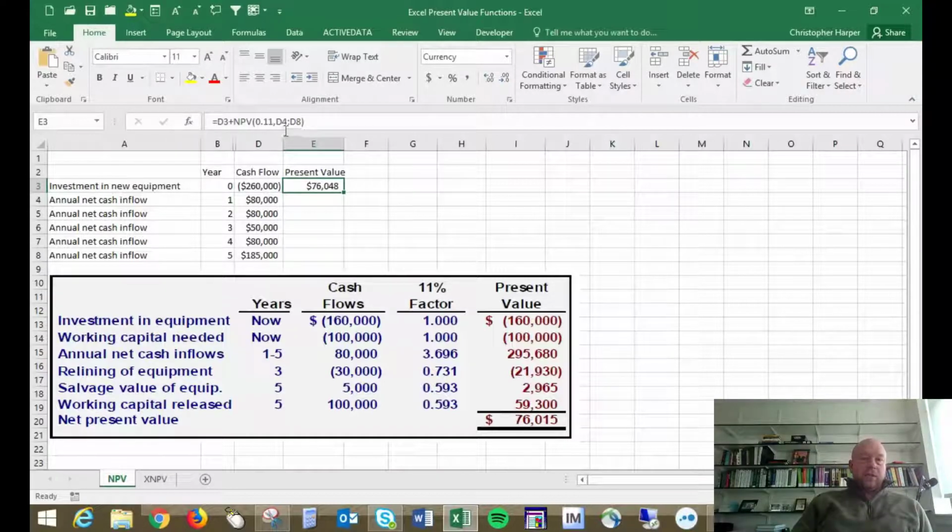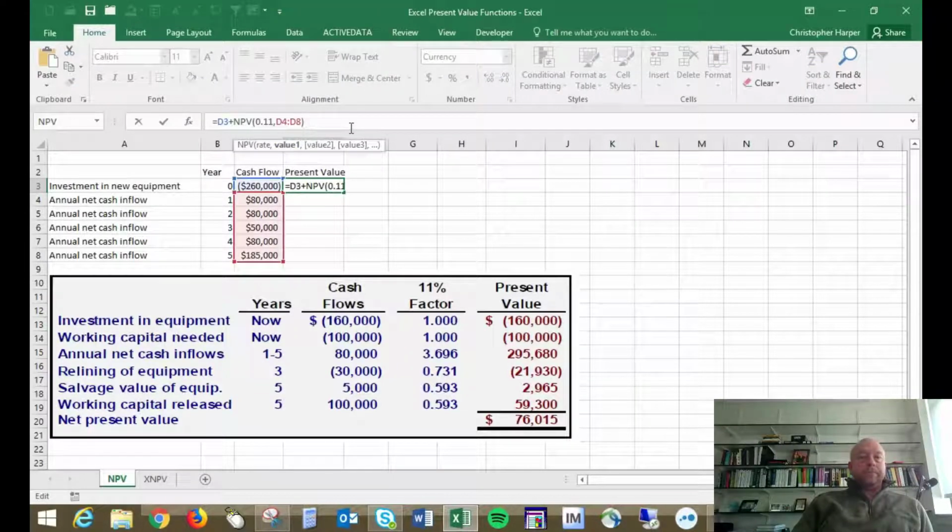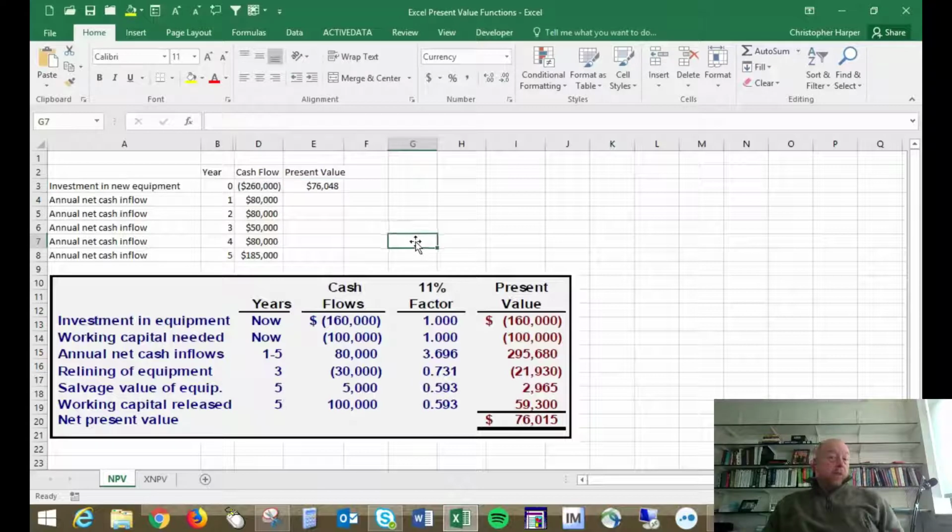If we go back and look at this formula that's right here, look what's happening. We're basically saying the net present value, here's the rate, and oh, by the way, the values, the actual cash flow values, D4 through D8 with a colon. That's a range of values. There are a lot of times where Microsoft Excel will allow you to put a range in, and then you can more efficiently get to the data. So that's one way of doing it.